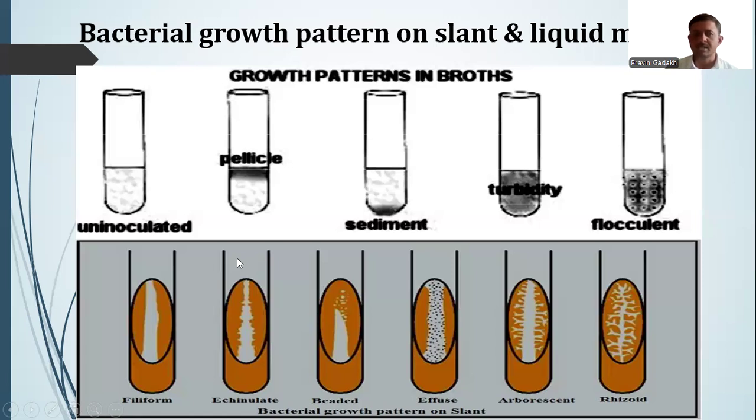If we inoculate that organism on an agar slant, we observe it is nothing but the filiform type of growth pattern. It is nothing but the echinulate type of growth pattern on agar slant. It is nothing but the beaded type of growth pattern. It is nothing but the effuse type of growth pattern of that organism on the slant. It is nothing but the arborescent type of growth pattern, and it is called the rhizoidal type of growth pattern of that organism. So each organism shows a different or characteristic growth pattern on a particular solid, liquid, or you can say slant culture media. So with respect to that, they are quite helpful for the identification of organisms.